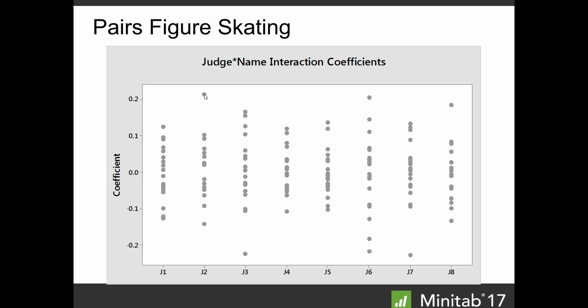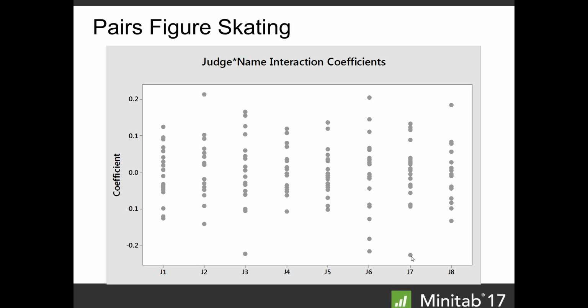Whichever pair of skaters that was, it means the biggest positive bias that any judge exhibited was Judge 2 towards that pair of skaters. No one else favored any pair of skaters more than Judge 2 and that pair of skaters. Likewise, on the bottom end, you see, well, there's a few down here. We'll take Judge 7, for example. Judge 7 showed the biggest negative bias towards a pair of skaters.